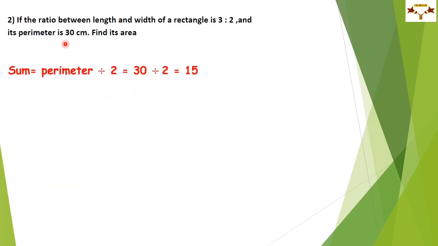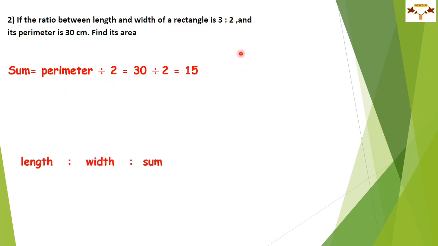So to find the sum, you have to divide the perimeter over 2. To find the sum of length and width, you will have to divide the perimeter over 2. If I give you the perimeter of a triangle, will you divide this perimeter over 2? No, this is only for the rectangle. The sum of length and width is perimeter over 2 only in case of a rectangle.